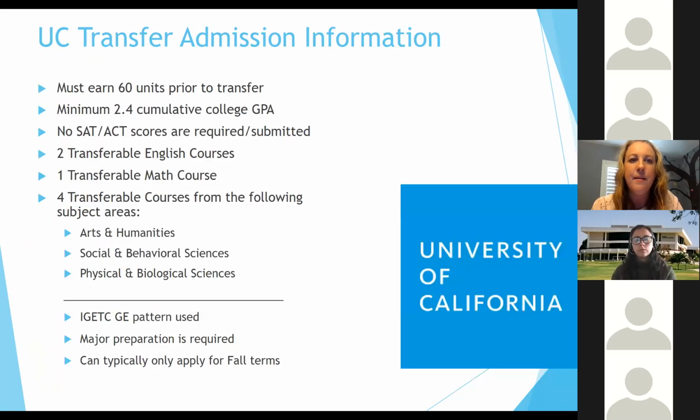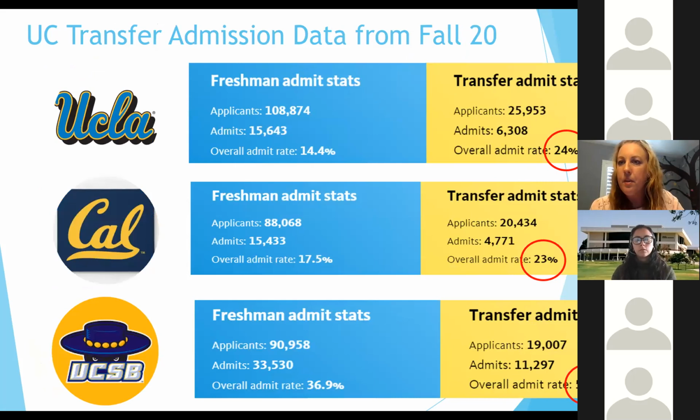Here we go. Okay, so I wanted to give some perspective, a little bit of admission data. In the blue, you will see the fall 2020 admission statistics for the UCs, and I'll show each campus compared to the admission statistics for transfers. So this isn't necessarily Moorpark's numbers. I'm using community college numbers.